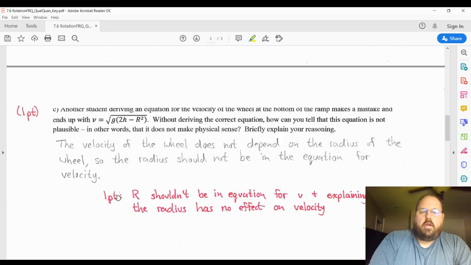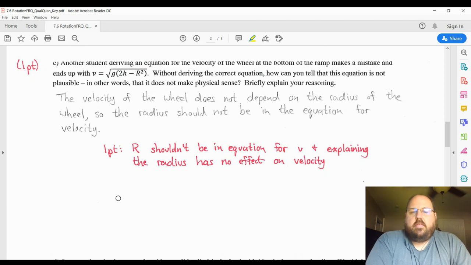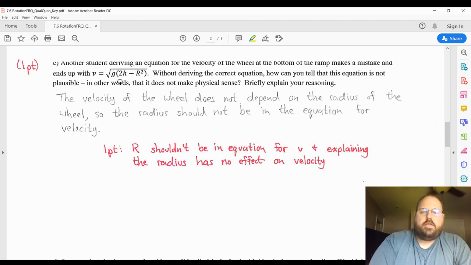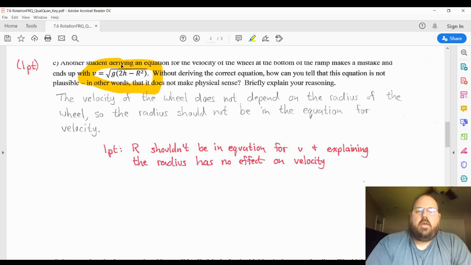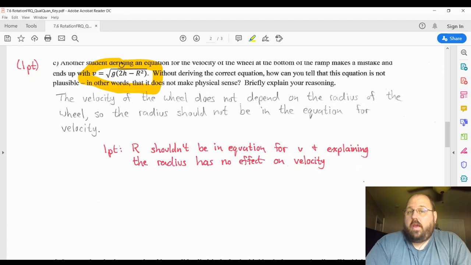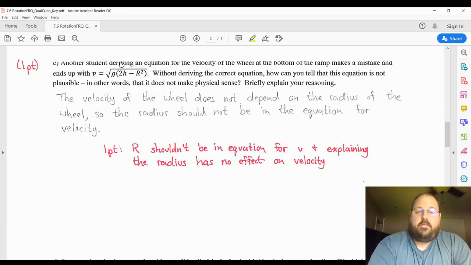Okay, part C is now a student derives this equation right there without deriving the correct equation. So don't just rely on going, here's what's right, this must be wrong. Explain how you can tell that that's not physically plausible, that it doesn't make physical sense. So the thing to key on in that equation is the fact that the radius of the wheel doesn't matter.